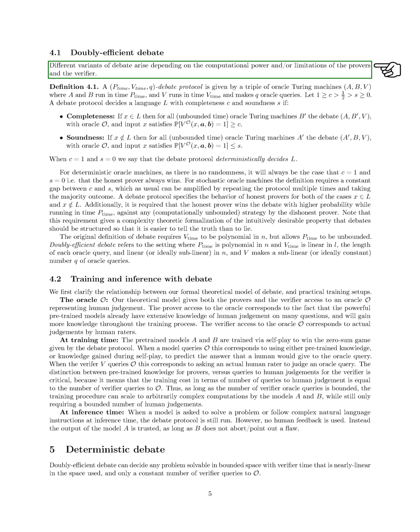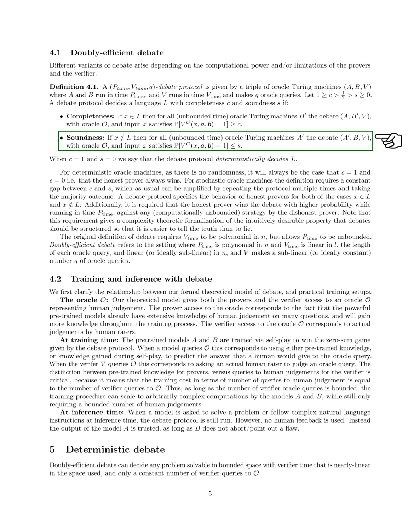In this setup, the provers and verifier operate within specific time constraints and the verifier makes a certain number of oracle queries. A debate protocol can decide a language with a certain level of completeness and soundness. In terms of completeness, if a certain condition is met, then for all oracle Turing machines, the debate with the oracle and input satisfies a specific requirement. In terms of soundness, if a different condition is met, then for all oracle Turing machines, the debate with the oracle and input also satisfies a specific requirement.